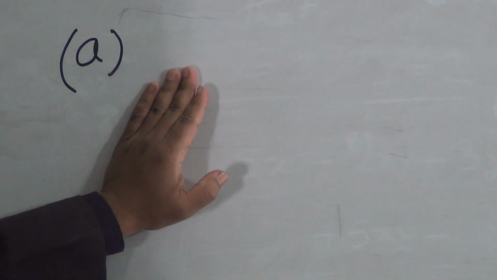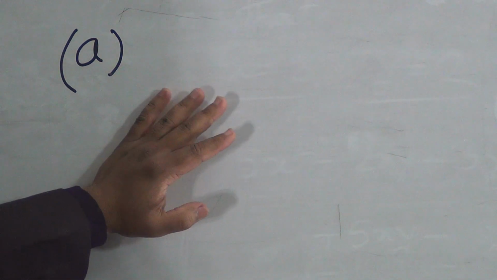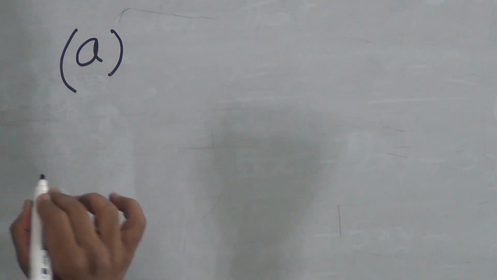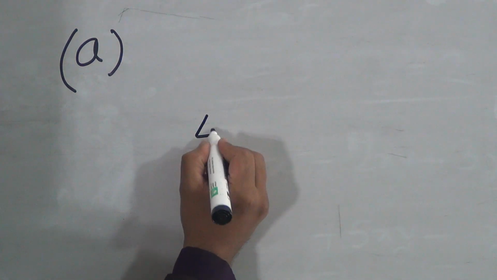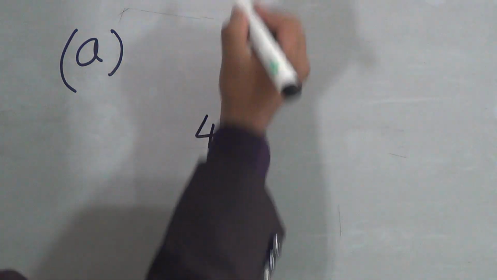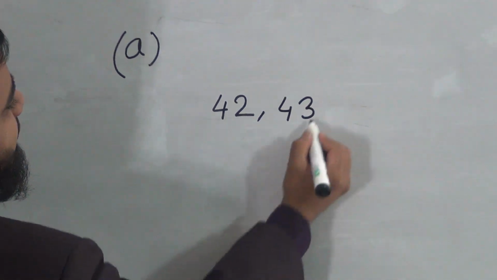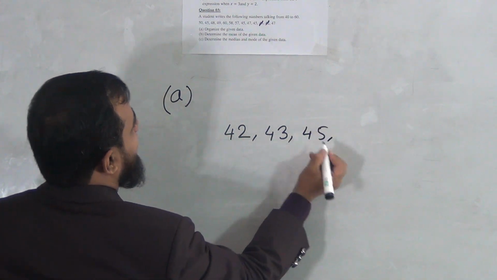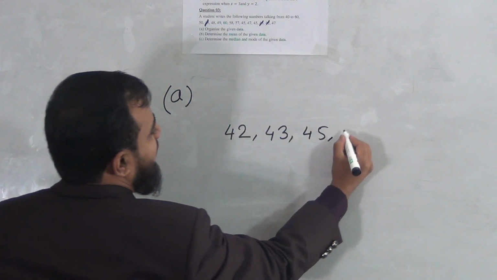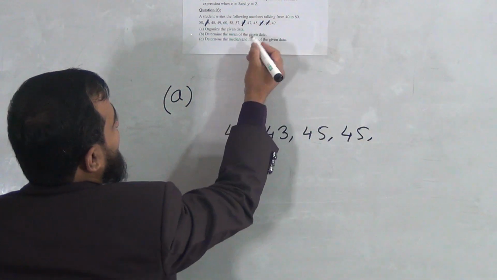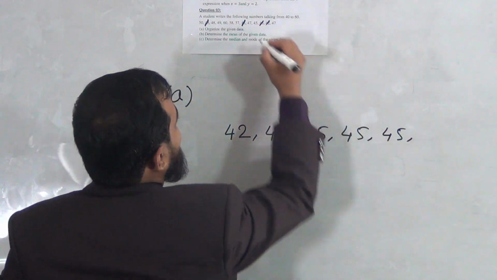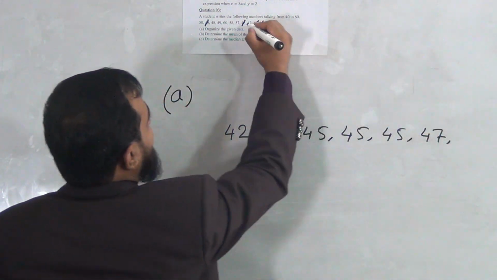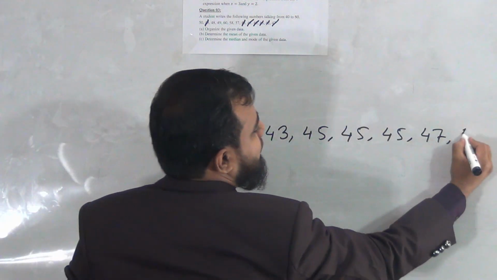So you should write down here what we get when we organize this data in ascending order. Look, ascending order means from smaller to greater. The smallest number here is 42, after that 43, then 45, another 45, and another 45. Now we have 47, 47 again, so 47.